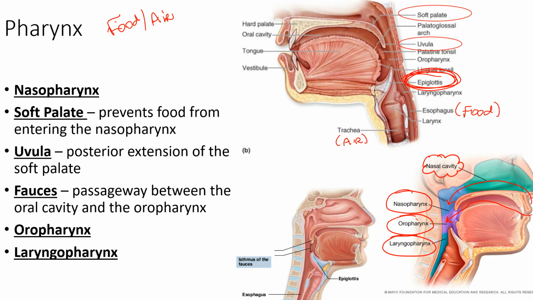We're going to talk about the soft palate, which is just posterior to the hard palate. So the hard palate and the soft palate are both the upper part of the mouth, the roof of your mouth. The further back you go, the soft palate, and then that's going to turn into the part that dangles down in the back, which is the uvula.